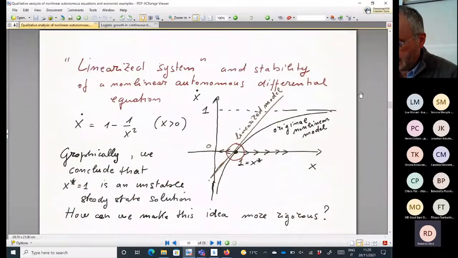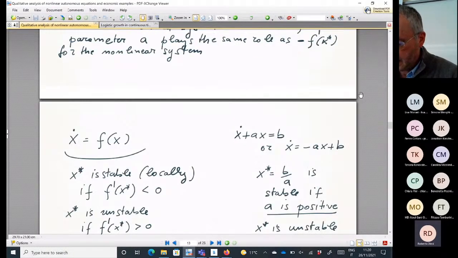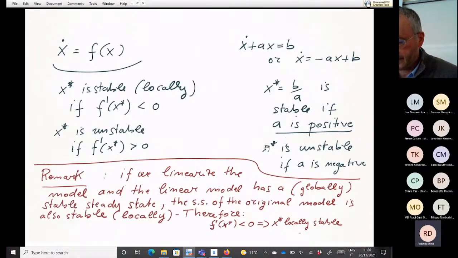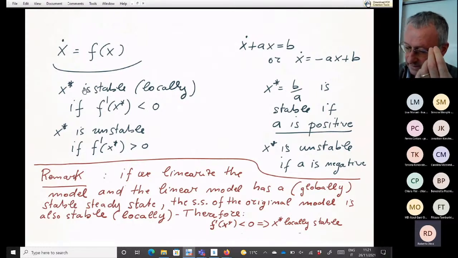So here is maybe a summary of the graph here. Okay, this is the linear case, and this is the general case. In the linear case, the steady state is B over A, and it is stable if A is positive, and unstable if A is negative. What matters for the linearized model is the derivative of f at the steady state. If the derivative of f at the steady state is negative, the steady state is locally stable. If it is positive, it is not stable. So this is the summary. And this is just a repetition of what I already stressed about the local validity of the result.